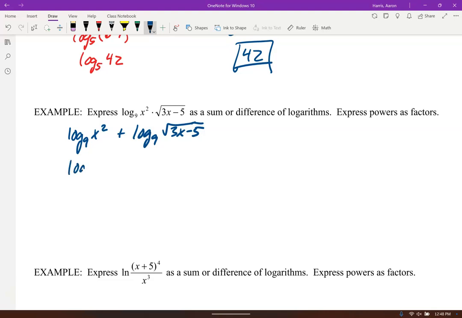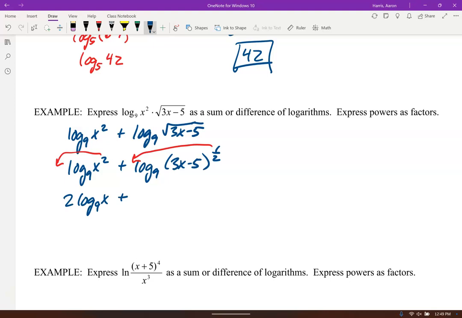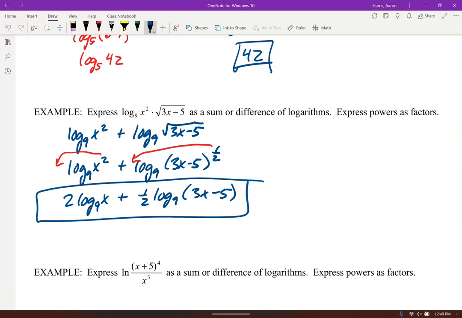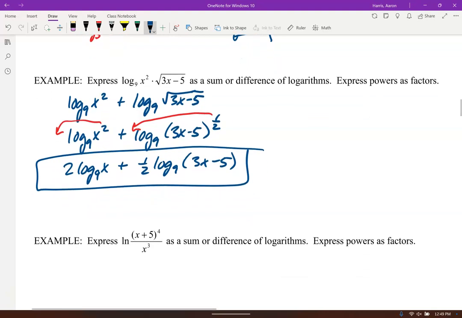And now let me write this as 3x minus 5 to the 1/2. Now I'm going to use the power rule, so I can put that 1/2 in front and I can put that 2 in front. So this becomes 2 log base 9 of x plus 1/2 log base 9 of 3x minus 5. And that right there is an expansion of the original single term. We've taken that first term, expanded it, and written it as a sum or difference of logarithms.